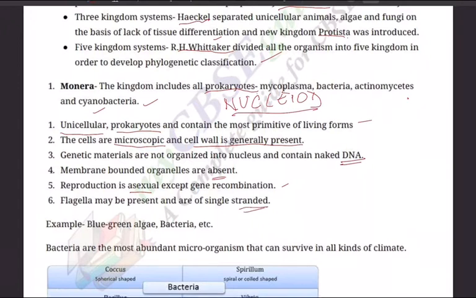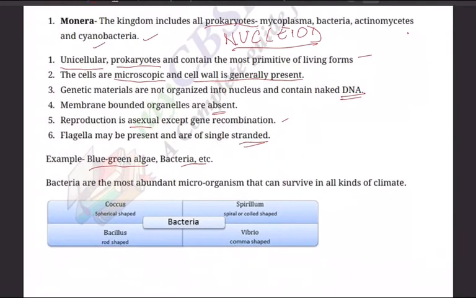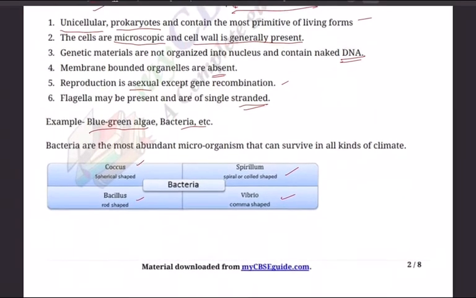Flagella may be present and are of single strand. This will help in locomotion. Example, blue-green algae and bacteria. And bacteria are the most abundant microorganism that can survive in all kinds of climate. So based on the shape, bacteria is of 4 types. One is first coccus, spherical shape, round one, spirillum, coiled shape, and rod-shaped bacillus, and comma-shaped vibrio. So bacteria is of 4 types.